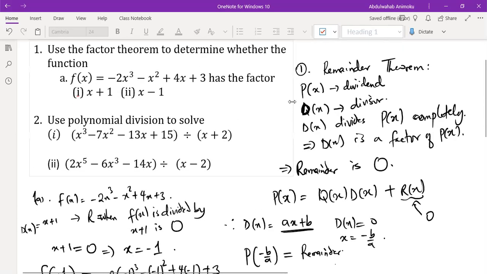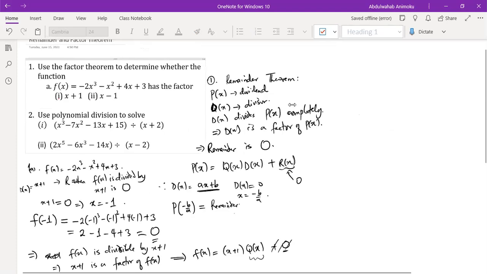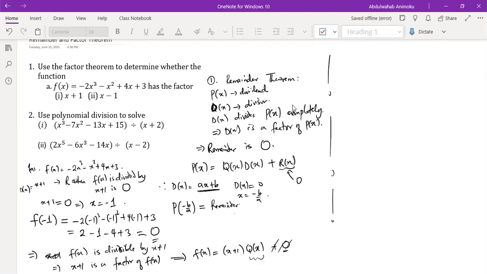Okay, now what about the second part? So let's move to the second part. The second part is how we can find the polynomial. We can do polynomial long division. Okay, so this is the best way to approach it.